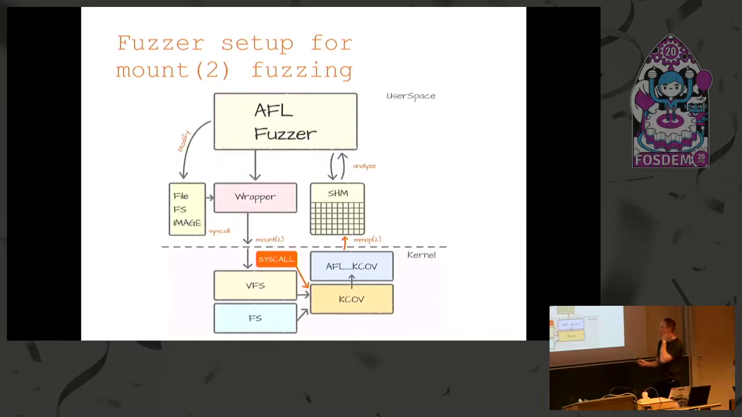Mount is calling syscall, VFS, file system layer. On all of those layers, we get the coverage data. This coverage data then is transformed by our AFL plugin. This plugin is exposed to the fuzzer as this map of the pairs that I showed before.